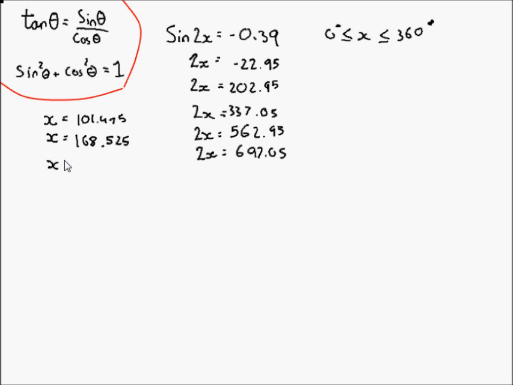Then 562.95, so x is also equal to 281.475. And lastly, 697.05. x is also equal to 348.525.